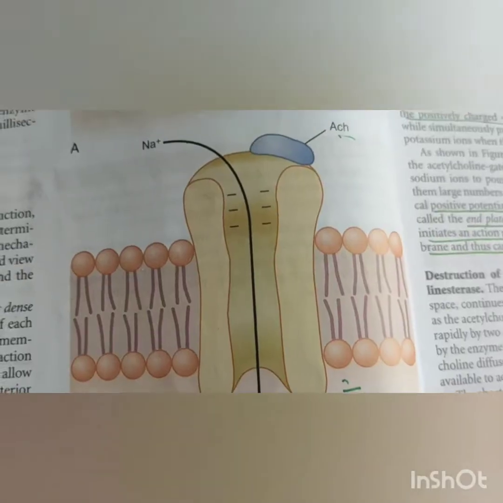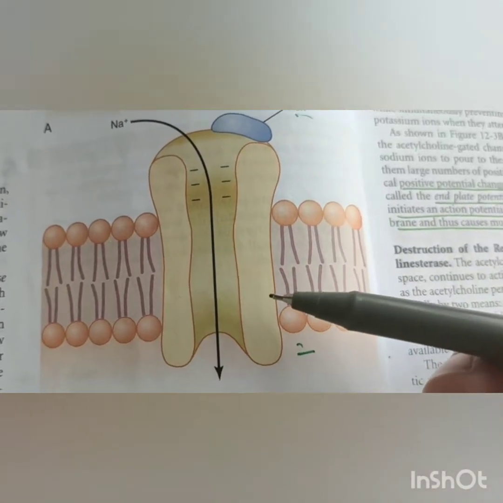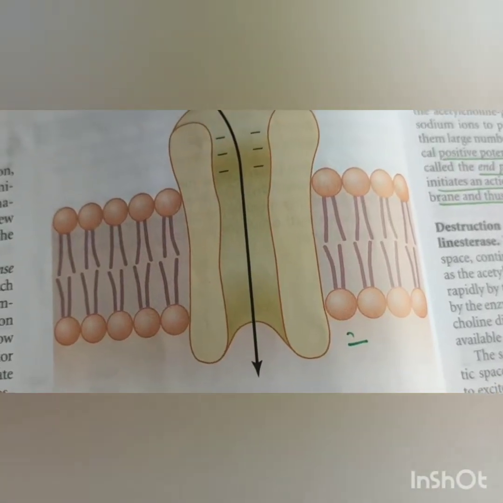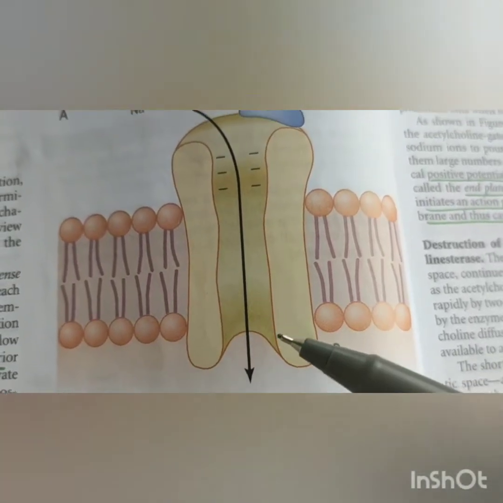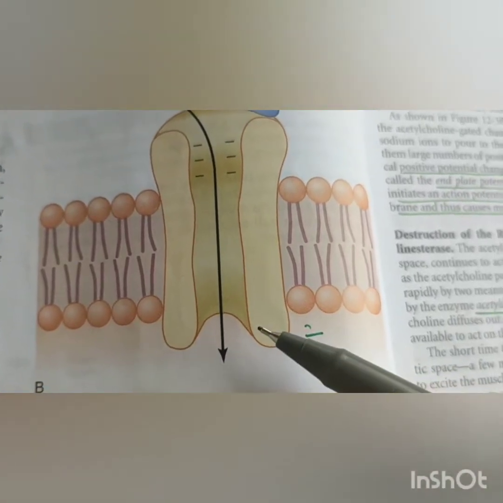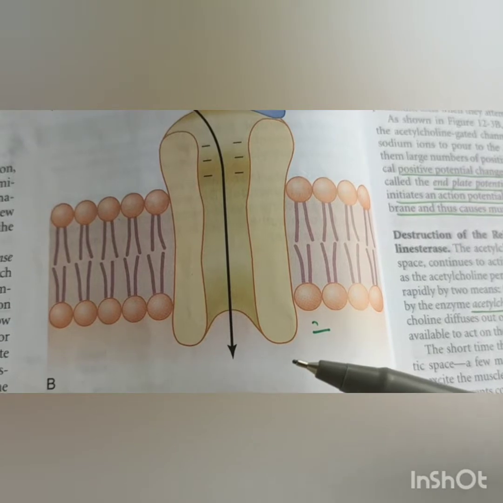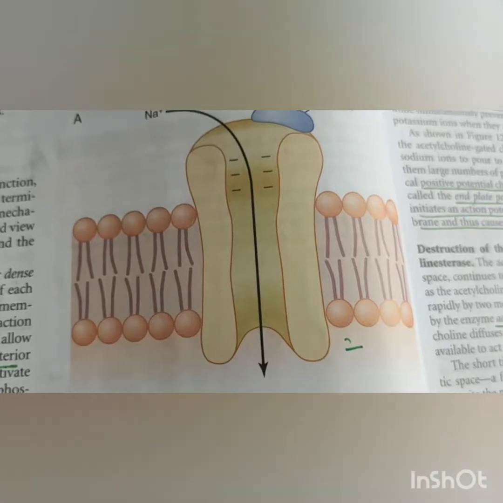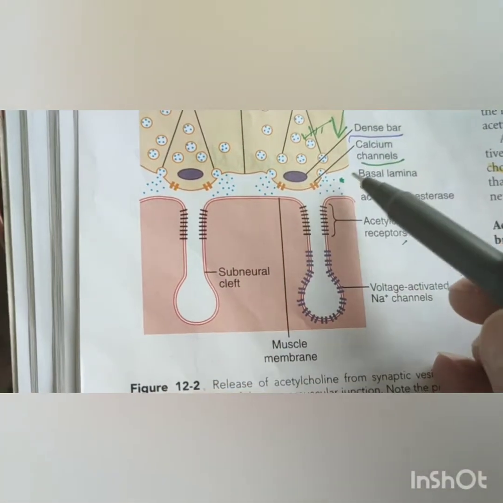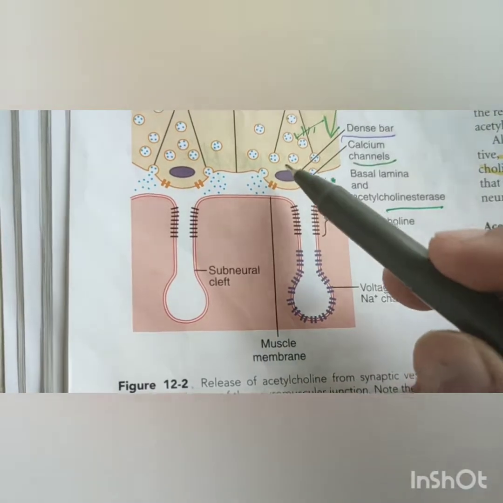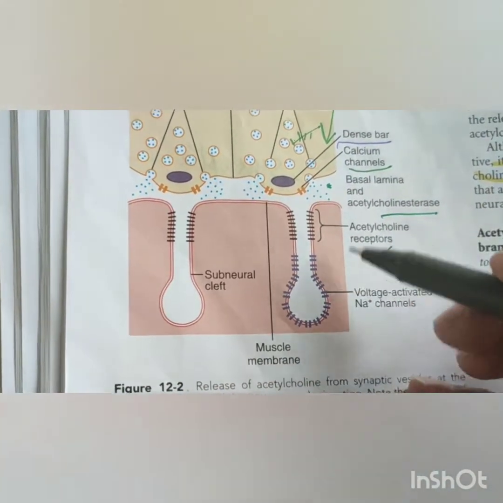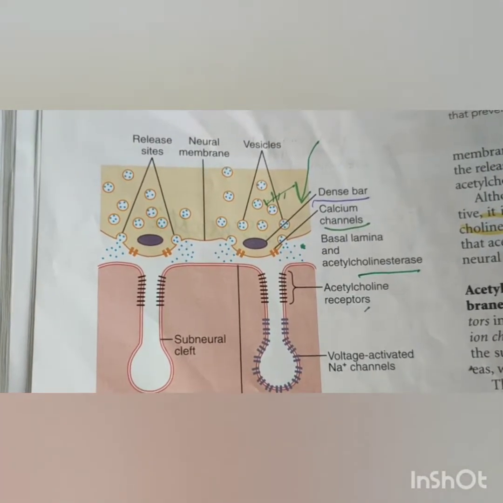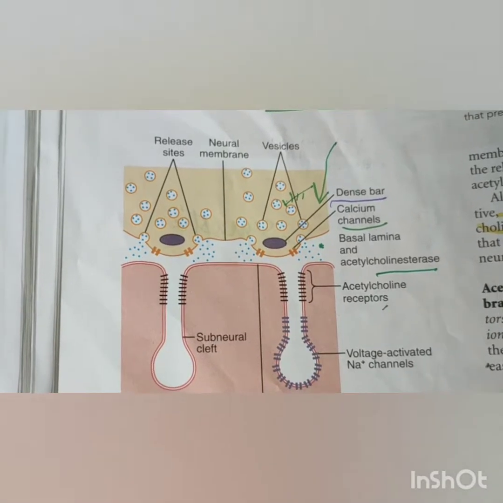As sodium comes inside, more and more voltage activated sodium channels also open, and more sodium comes inside. This creates a positive potential change inside the muscle membrane, known as the end plate potential. The end plate potential initiates an action potential that spreads along the muscle membrane and causes muscle contraction. In this space there is acetylcholinesterase, which destroys the acetylcholine into acetic acid and choline to avoid re-excitation of the muscle membrane.